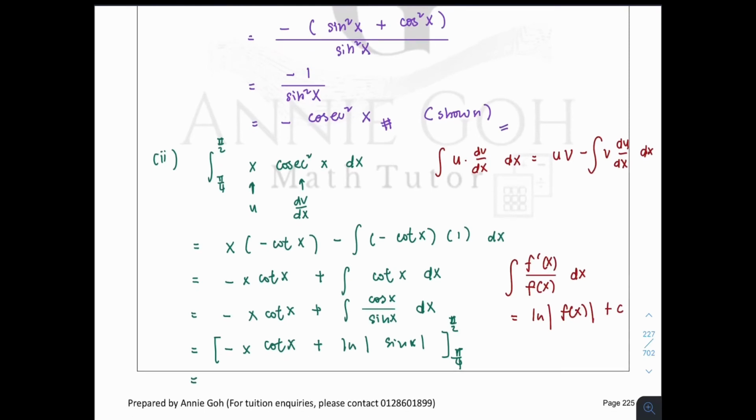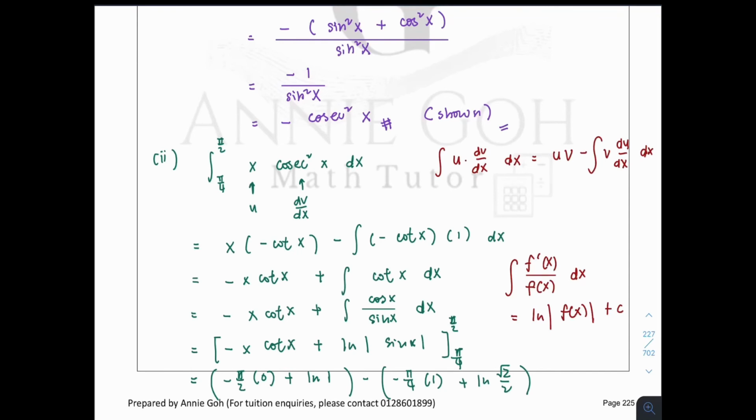So to sub in the limit first, we sub in pi over 2. So negative pi over 2 times cotangent pi over 2, which is 0, plus ln sine pi over 2 is a 1, minus substitute pi over 4 into it, you will get negative pi over 4, and the cotangent pi over 4 is a 1, plus ln sine pi over 4 is square root 2 over 2. This is how we substitute the limits into it.